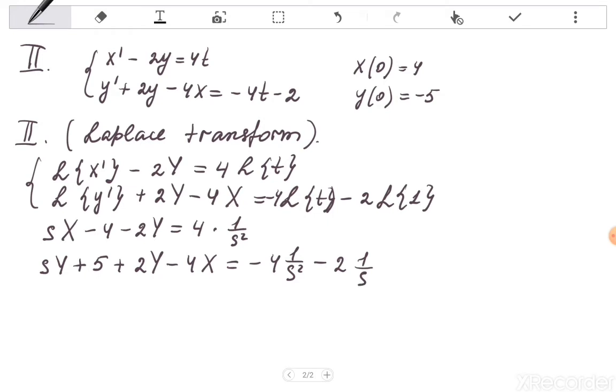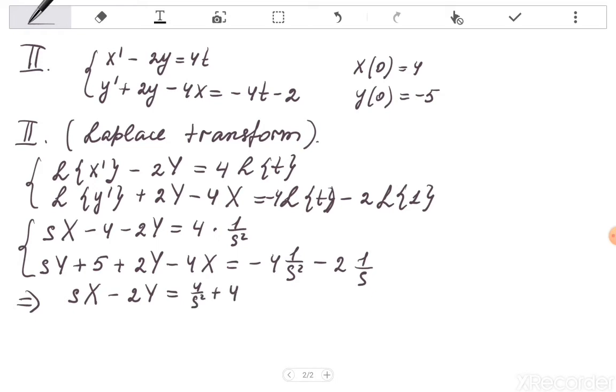So we get this system of functions now without any derivatives, right? Where the unknown functions are X and Y. Let's maybe rewrite the system to make it more visible what we have here. So the coefficient of X in the first equation is just s. The coefficient of Y is minus 2. And let's move everything else to the right.